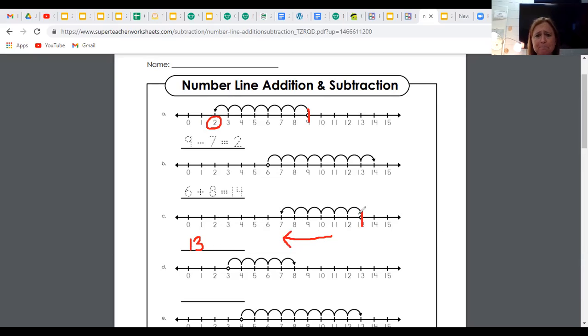So on this one, we're moving to the left, so we know we are subtracting because we're getting a smaller number in the end. We are jumping 1 jump, 2 jumps, 3 jumps, 4 jumps, 5 jumps, 6 jumps. So we are doing 13 minus 6 equals, and where do we land? 7. Okay, so 13 minus 6 equals 7.